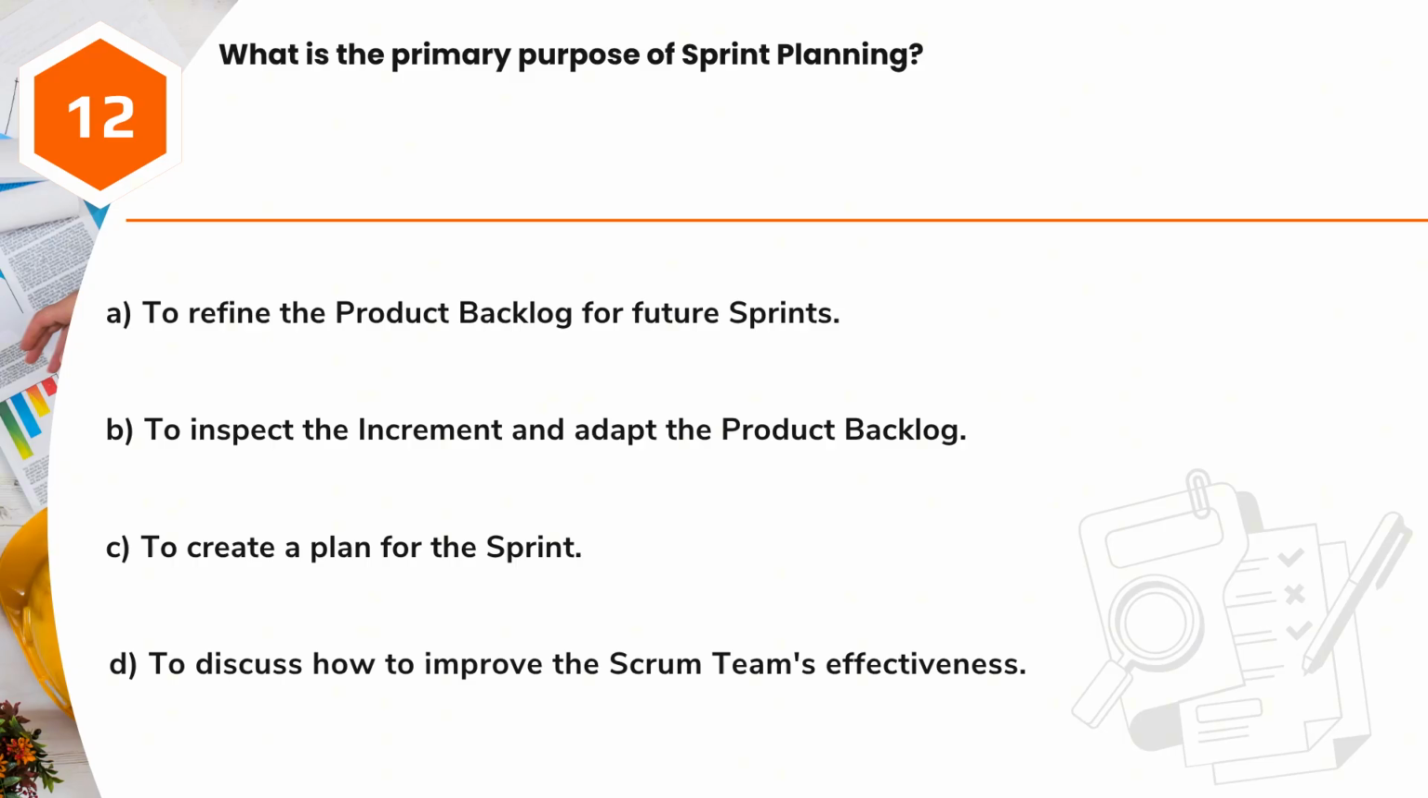A. To refine the product backlog for future sprints. B. To inspect the increment and adapt the product backlog. C. To create a plan for the sprint. D. To discuss how to improve the Scrum team's effectiveness.